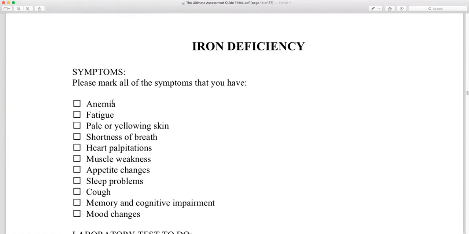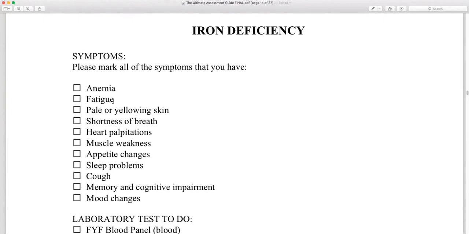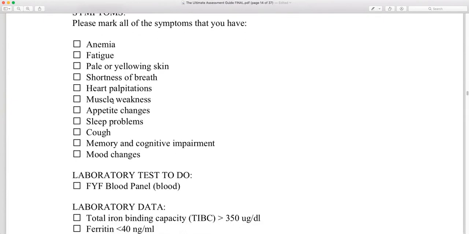So iron deficiency: anemia, fatigue, pale or yellowing skin, shortness of breath, heart palpitations, muscle weakness, appetite changes, sleep problems, cough, memory and cognitive impairment, and mood changes. You've noticed sleep problems on here numerous times with numerous different things.